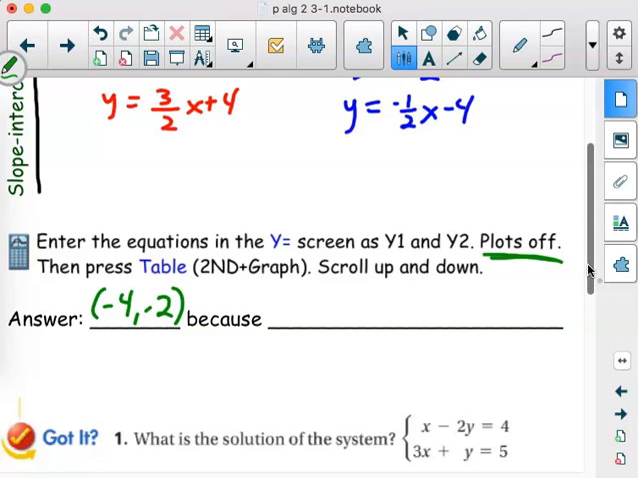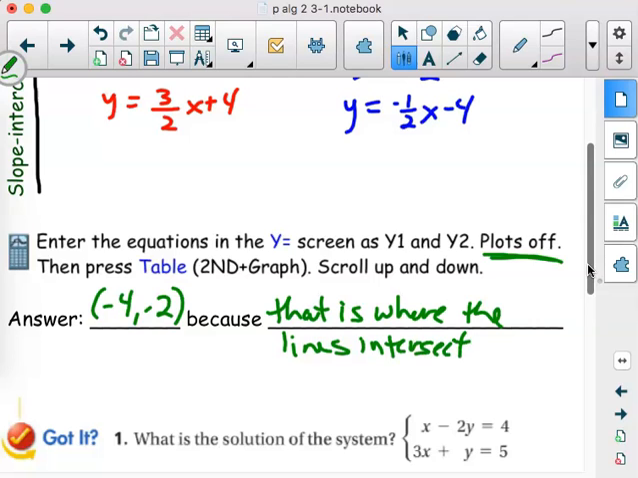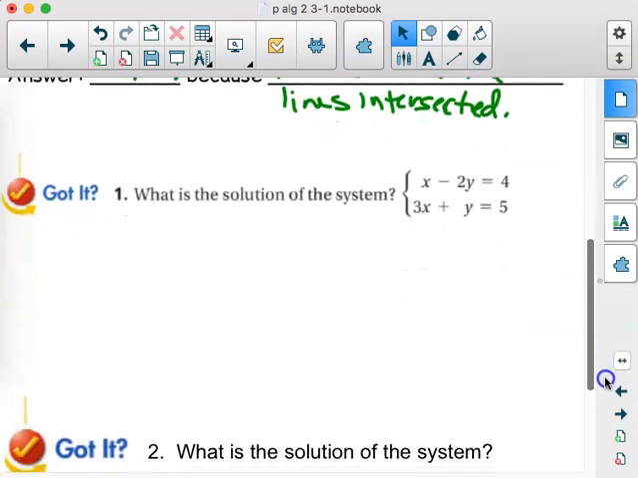So we can press table, which is second graph, scroll up and down until we see the exact same y's. So it was -4, -2, because that is where the lines intersected. And that's why I think using that intersection feature with Blinky is more logical, because we're seeing the intersection right there on the screen. You can use the tables if you'd like to, but I would definitely recommend getting used to using Blinky there.